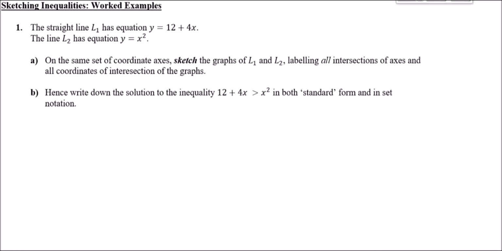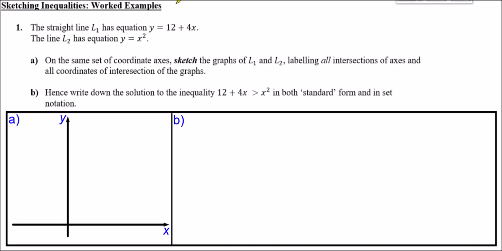So let's have a look now at a couple of examples. So example 1. Let's picture a straight line, let's call it L subscript 1, with equation y equals 12 plus 4x. The other one, L subscript 2, has equation y equals x squared. So question A, on the same set of coordinate axes, let's sketch L1 and L2, labelling all intersections of axes and all coordinates of intersection of the graphs. So let's see if we can set out doing that now.